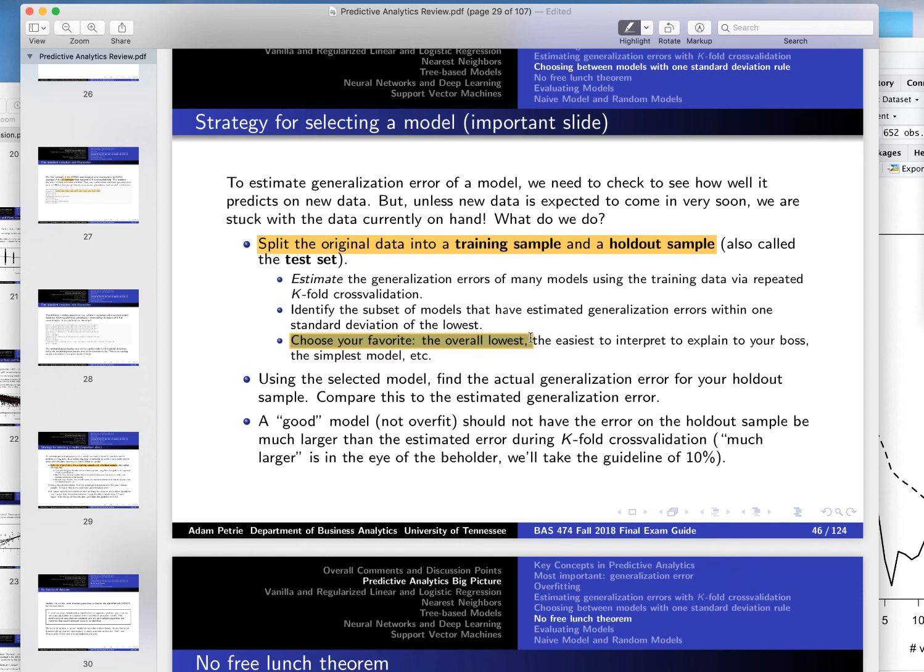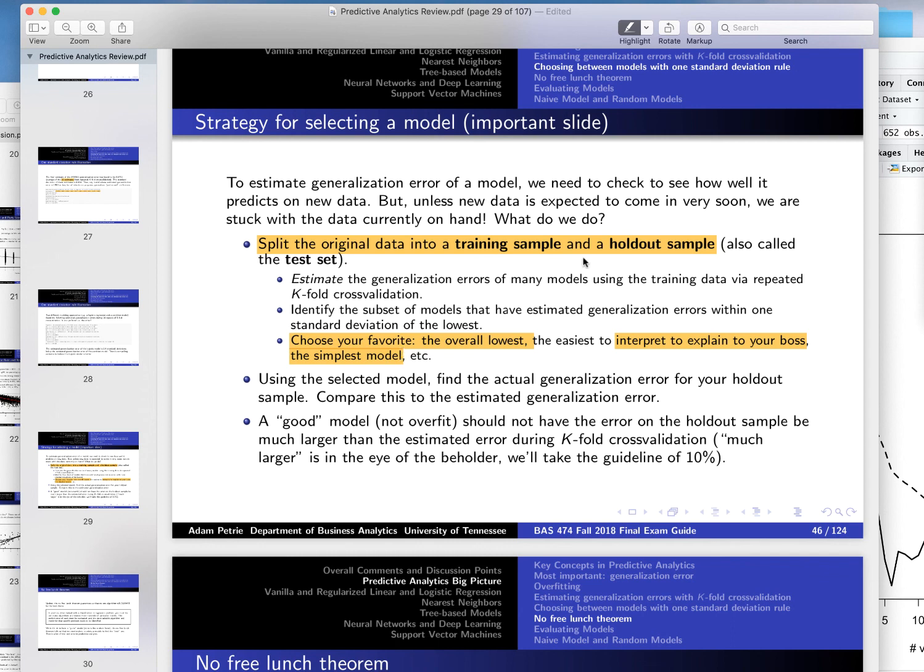Either the model with the overall lowest estimated generalization error, or maybe one that's acceptable in terms of the one standard deviation rule. Maybe one that's a little bit easier to interpret or explain to your boss. Maybe one that's relatively simple. We like simple in business analytics. Caret, by default, is always going to be choosing the one with the lowest estimate, but we know we're not compelled to do that.